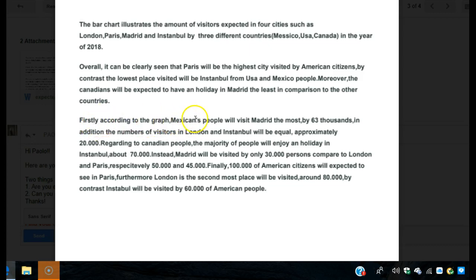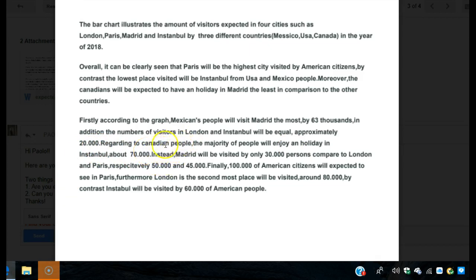Firstly, according to the graph, Mexicans, with no apostrophe, will visit Madrid the most. At 60,000, no S, full stop. In addition, the number, no S, of visitors to London and Istanbul will be equal at approximately 20,000, fine. Regarding Canadian people, capitalize this, get rid of the 2. The majority of people will enjoy a holiday in Istanbul at about 70,000.